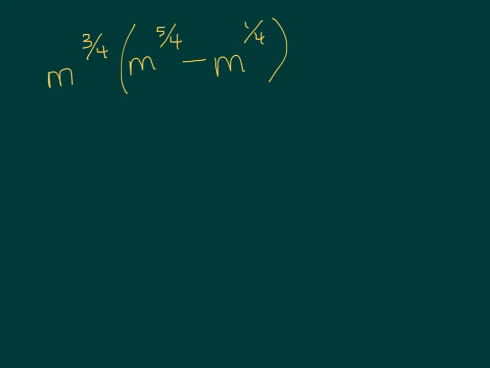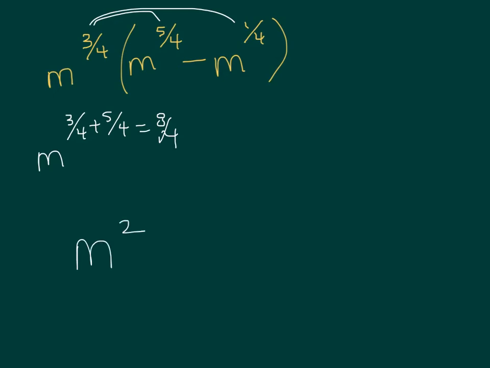So I want to take a look at a similar problem. This is m to the 3/4 times a quantity. And what we're going to need to do is take that m to the 3/4 and distribute it in. When we do that, we're multiplying. That's m to the 3/4 times m to the 5/4. And remember, when we multiply like bases, we add those exponents. So for that first term, m to the 3/4 plus 5/4, we end up with m to the 8/4, or m squared.